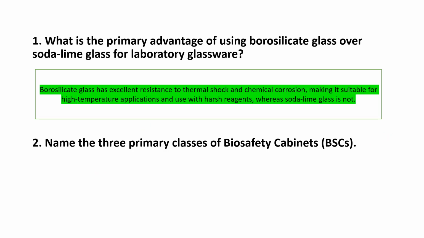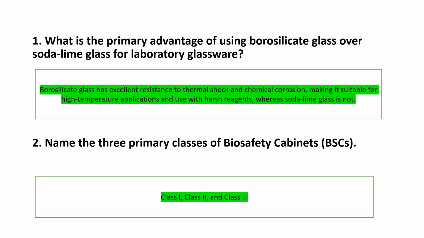Name 3 primary classes of biosafety cabinets. Okay, what does your lecture slide say? What does your book say about the 3 primary classes of biosafety cabinets that are used in diagnostic, molecular biology, or other departments of biomedical sciences? Okay, we have 3: class 1, class 2, and class 3 biosafety cabinet. Again, if you want to revise the comprehensive explanation among the 3 classes of biosafety cabinets, please go back to the previous tutorial where we have analyzed each MCQ and given the proper explanation.